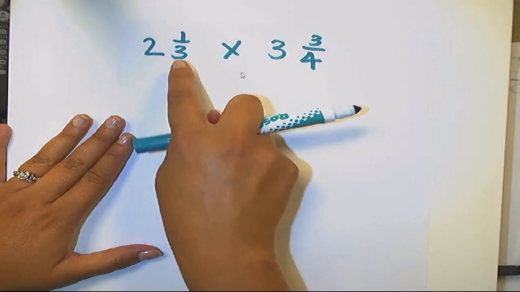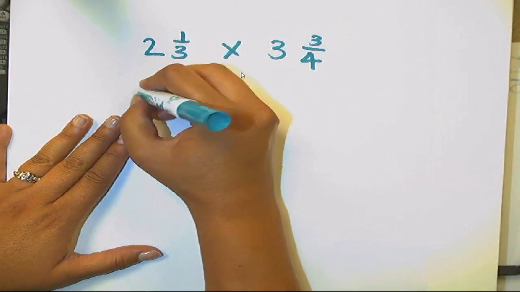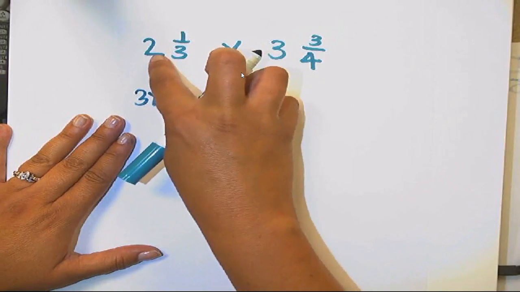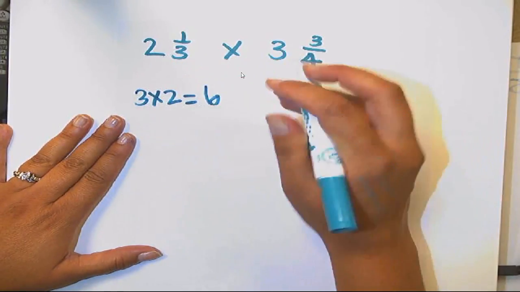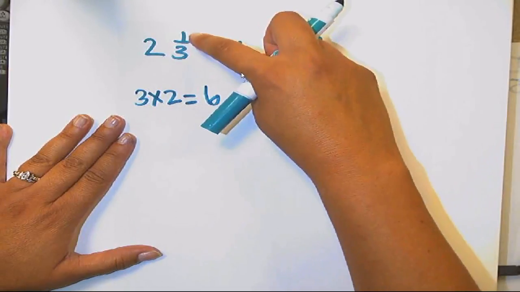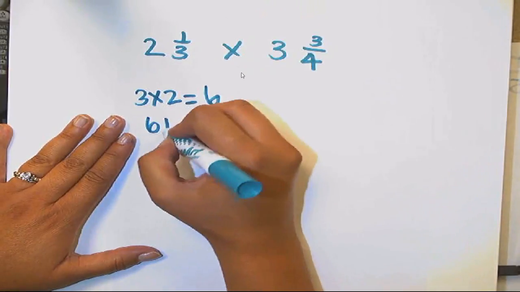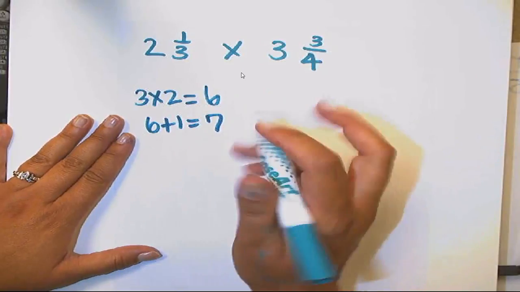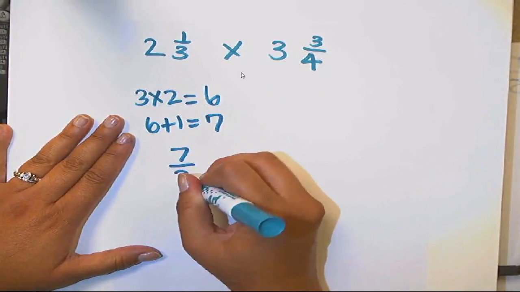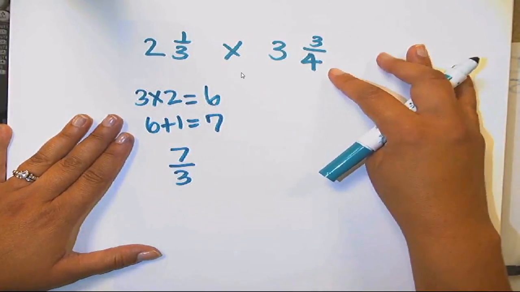So with this one, I'm going to multiply my denominator, 3, by my whole number, 2, which is going to give 6. And I'm going to take that 6 and add my numerator to it. So 6 plus 1 is 7. So my new fraction ends up being 7/3. Over here, I need to do the same thing.